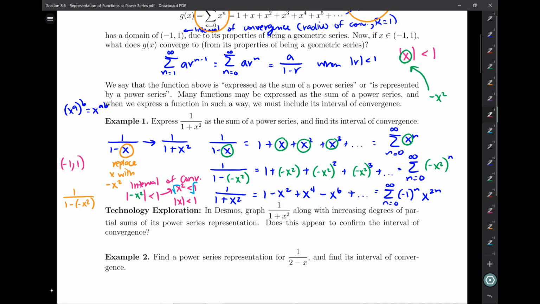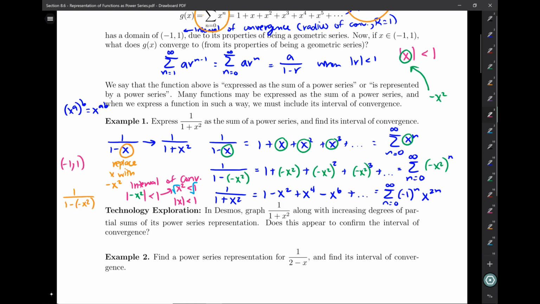If x was negative 1, now, since this is always going to be an even power, negative 1 to the 2n is always going to be positive 1, and so we get the same series, whether x is positive 1 or negative 1. It would be the series negative 1 to the n, which is also going to diverge. So we have the same interval of convergence, negative 1 to 1.